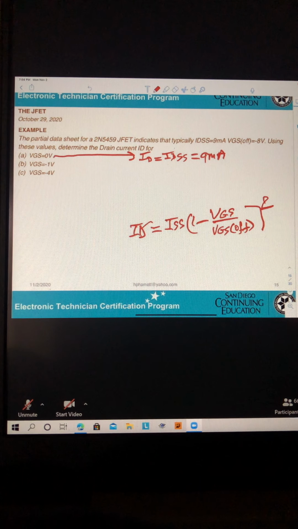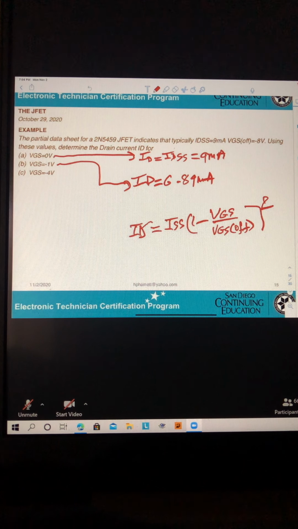7.875 milliamps. It's not quite the same as mine. Well, get the right answer. I got 6.89. On that one, ID equals 6.89. Okay, make sure everyone tries to do it. If you want to be a technician, it's very important to understand it.